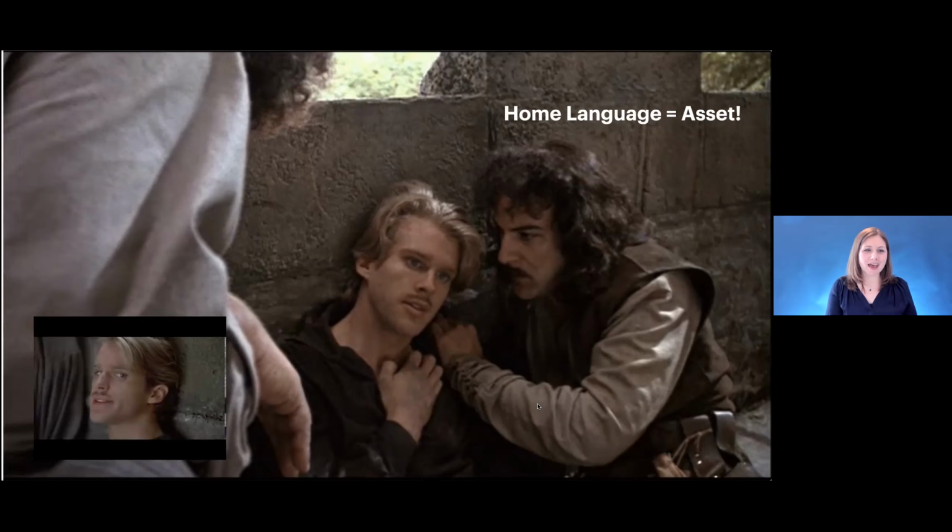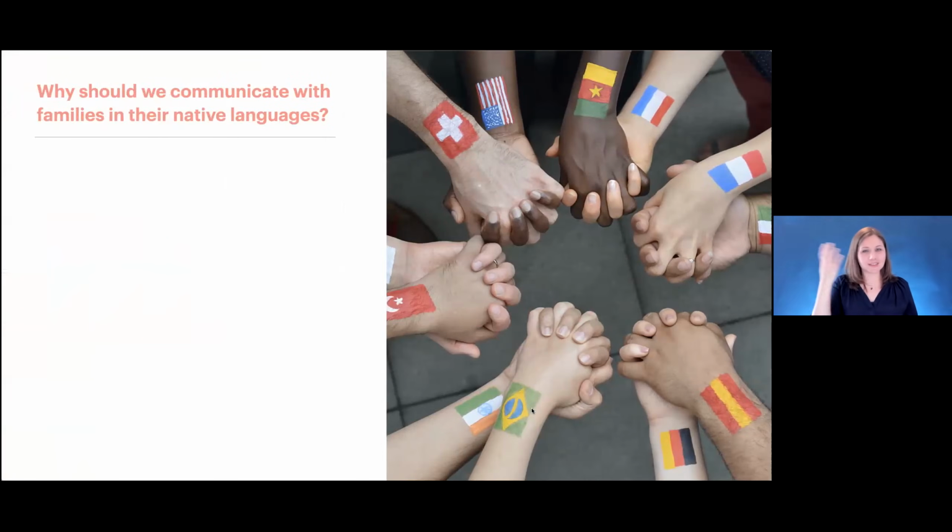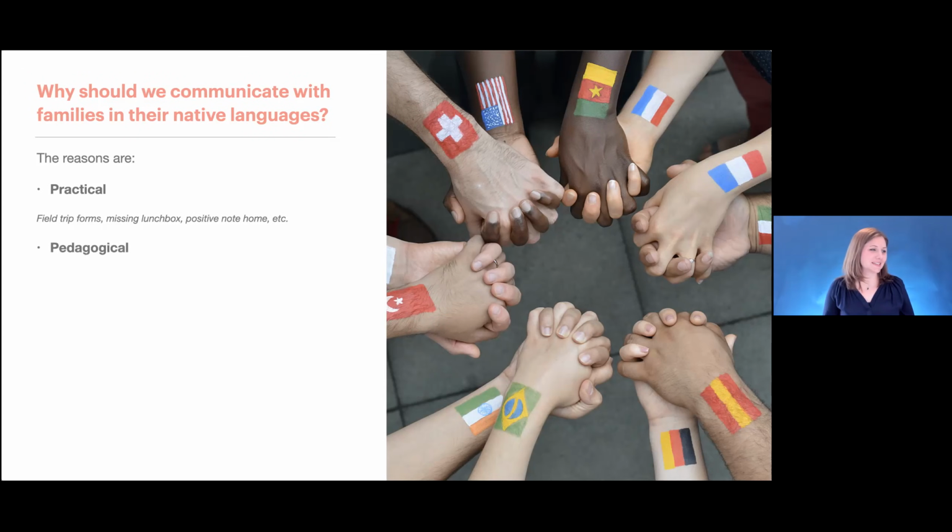And so if we come with that perspective, then with these translation apps, we realize that there are some compelling reasons why we should communicate with families in their native language. Some of the reasons are practical. Why should we translate things for families? Because teachers need to know where the field trip forms are. Kids could have missing lunch boxes, and the parents want to let them know, hey, have you seen our lunch box or our jacket? The teacher may want to communicate with the families with a positive note home. So there are practical reasons. There are pedagogical reasons that we would want to use the first language, the home language.